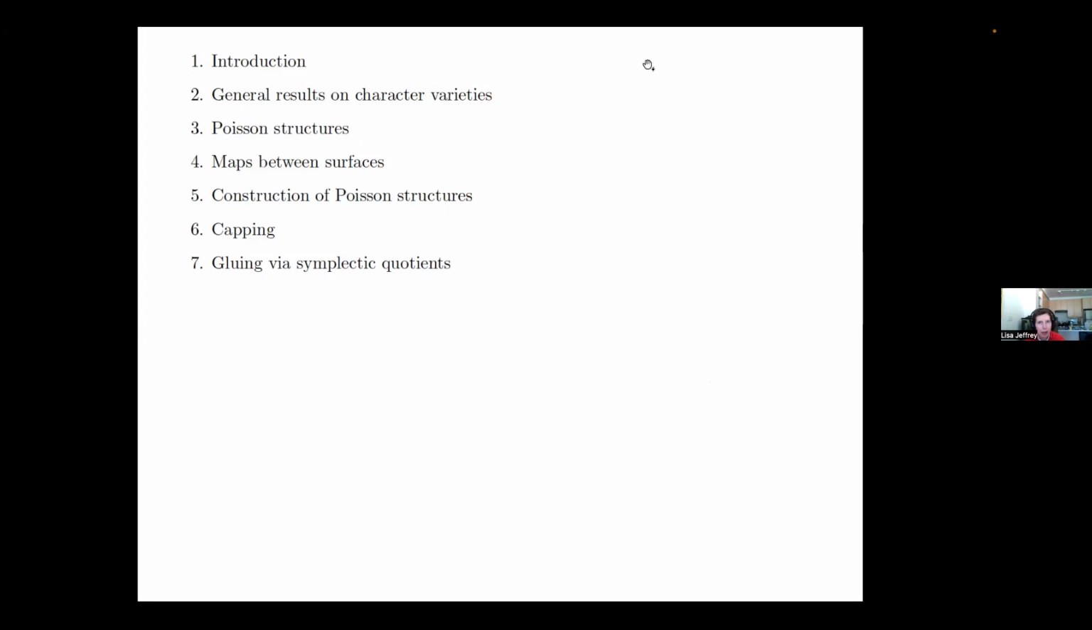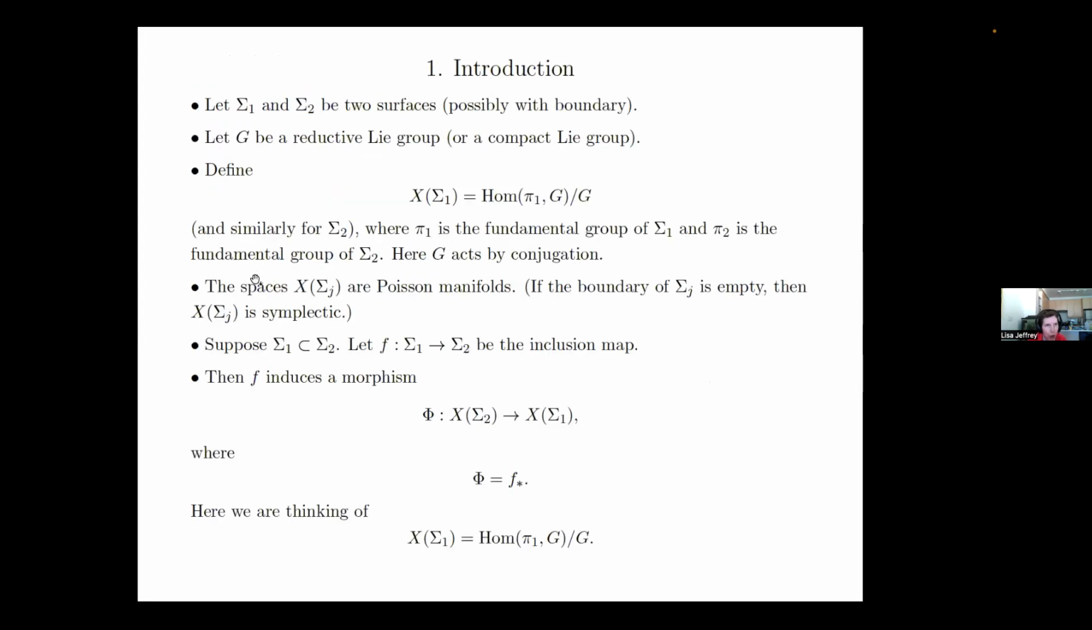Toronto, and she's going to talk about Poisson maps between character varieties. Except, let's see, how do I, oh, okay, good.